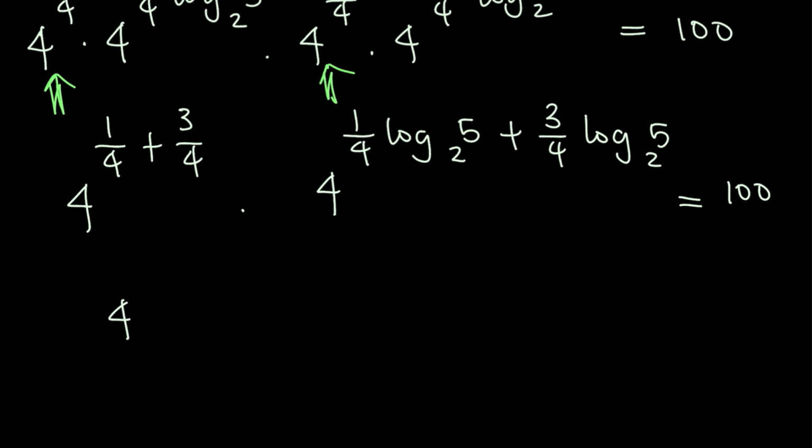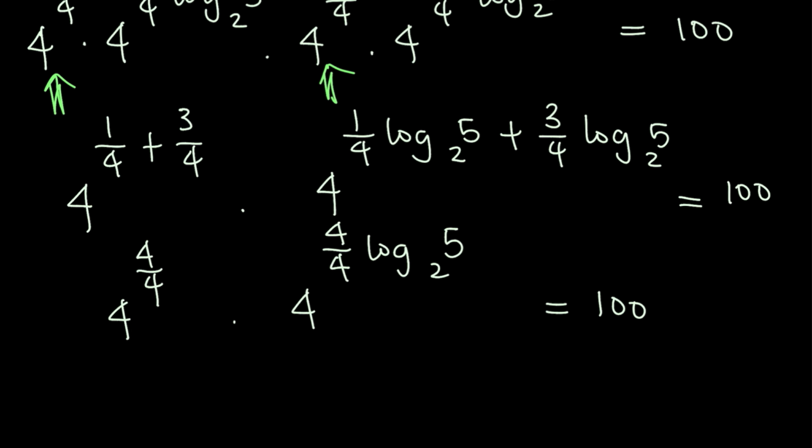So we have 4 raised to power, this will be 4 over 4. Then 4 raised to power, the same thing, 4 over 4 log 5 base 2 is equal to 100. Of course, 4 divided by 4 here is 1. The same thing here is 1. What we are left with is 4 raised to power 1 times 4 raised to power log 5 base 2 is equal to 100.